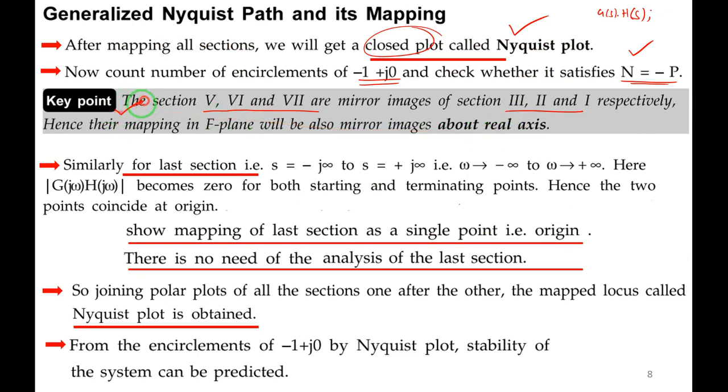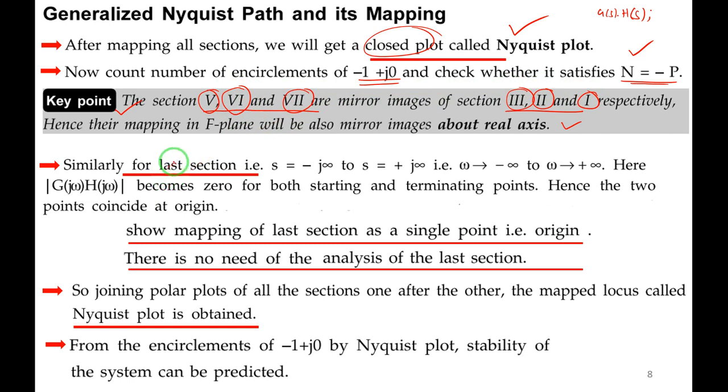The same thing has been told here. Hence, their mapping in F plane is also mirror image about real axis. Right? If I know the polar plot of section 3, I can get the polar plot of section 5 because it is mirror image. If I know the polar plot of section 2, it is for section 6, it is mirror image. The same thing for 1 and 7.